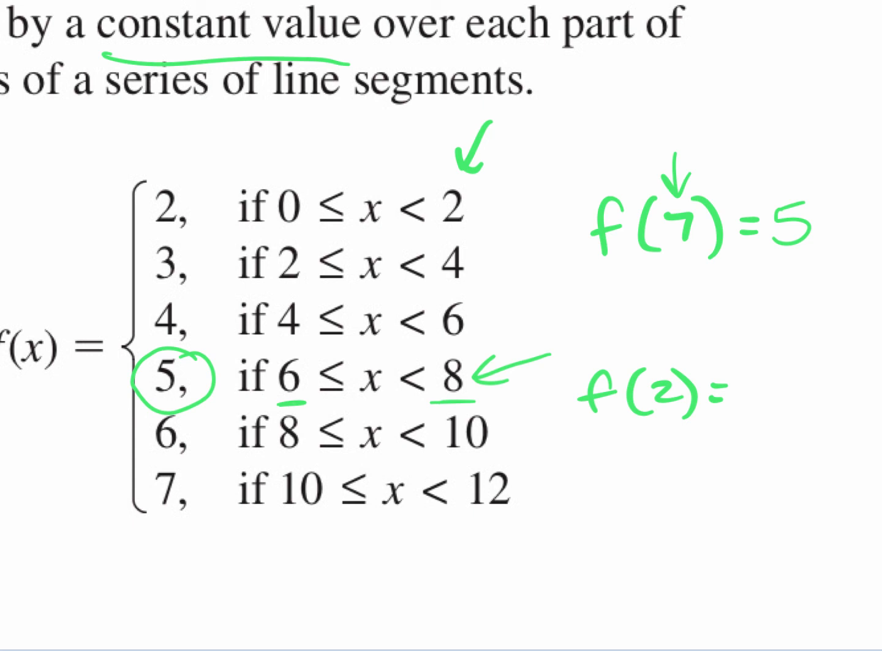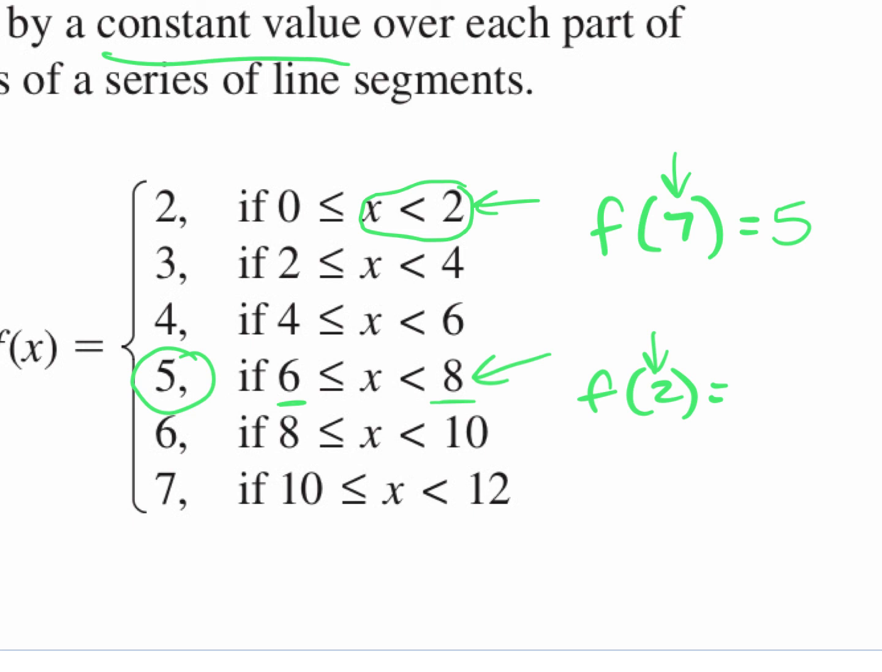Next one, if x is 2, what would f of 2 be? So 2, a lot of times people get confused and they want to say that it belongs to the first piece. They want to say this one. But unfortunately, 2 is not included because the x value has to be less than 2. It's not included in this first piece.